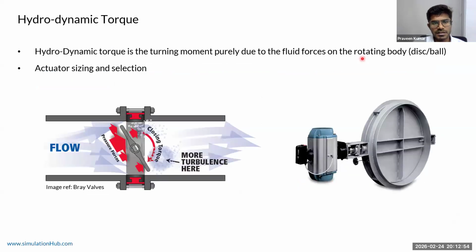Similarly, the next one is the hydrodynamic torque coefficient. Hydrodynamic torque is nothing but the turning moment due to the difference in fluid forces on the rotating body. When the flow happens, due to the difference in flow velocity around the leading edge and the trailing edge, there is a difference in pressure forces on both sides of the rotating body, and that causes a closing torque. That helps in actuator sizing and selection.